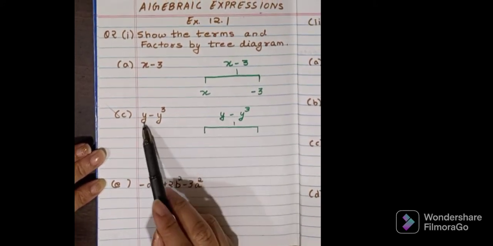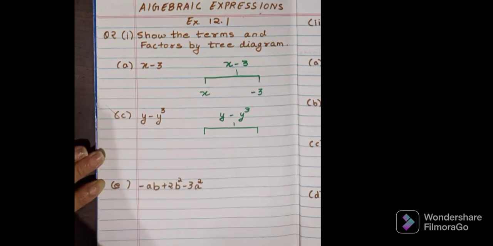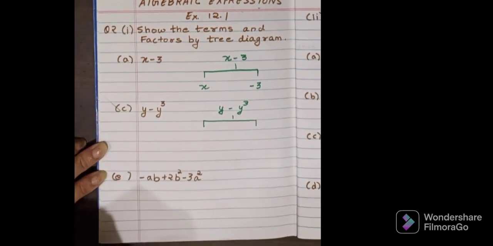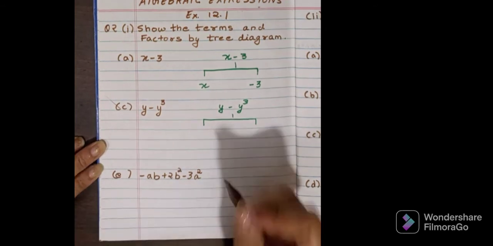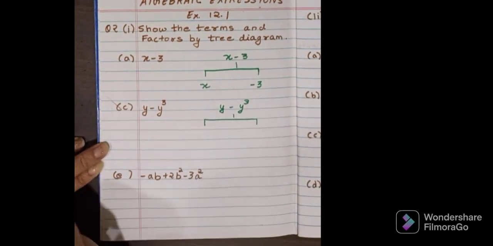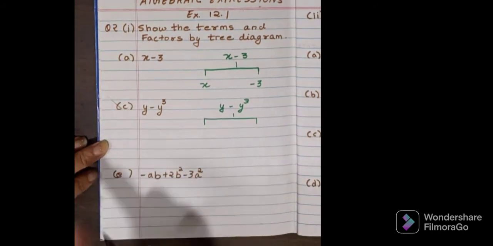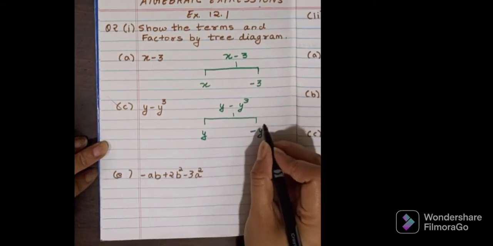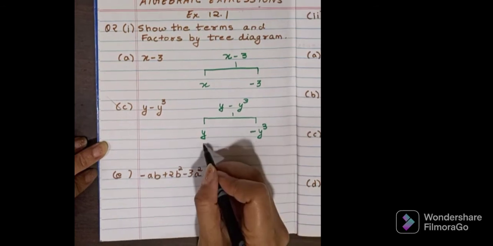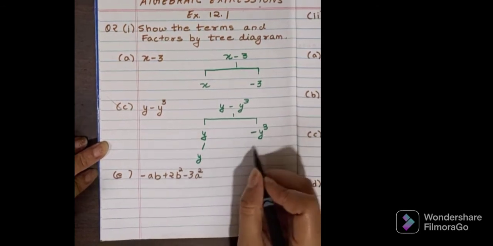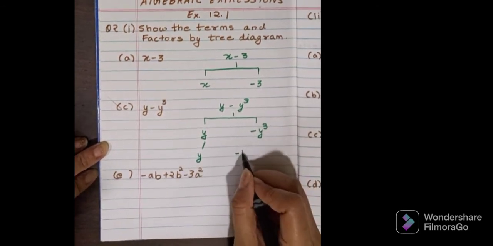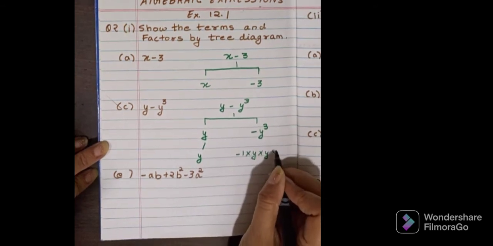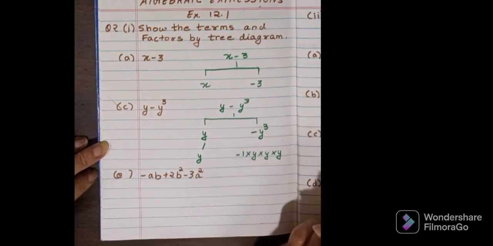The next one is y minus y cube. So here the terms are y and minus y cube, so I will write the first term y and the next one is minus y cube. The factor of y is y, and the factors of minus y cube are minus 1 multiplied by y. We will write y 3 times because y has power 3.